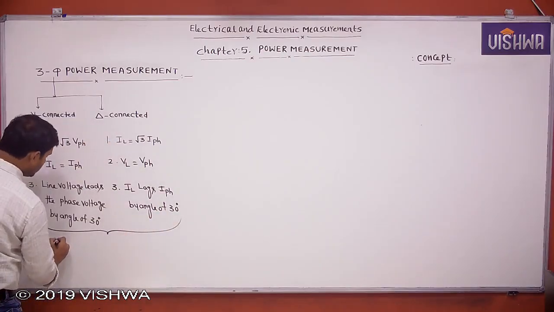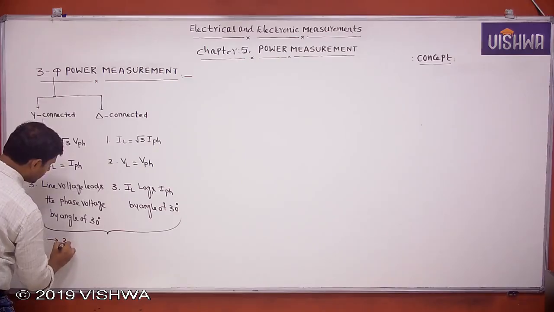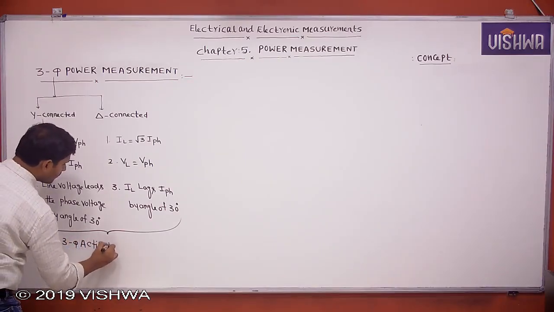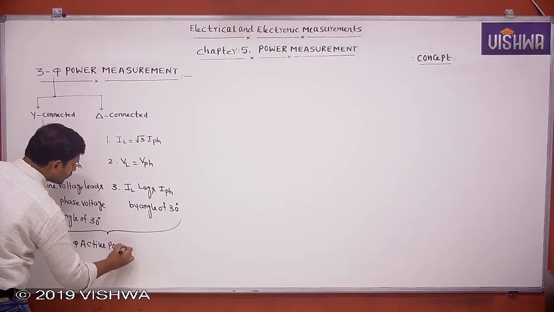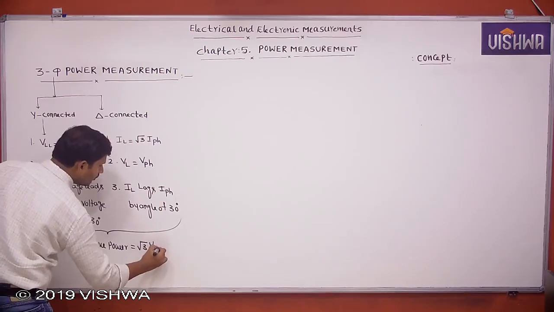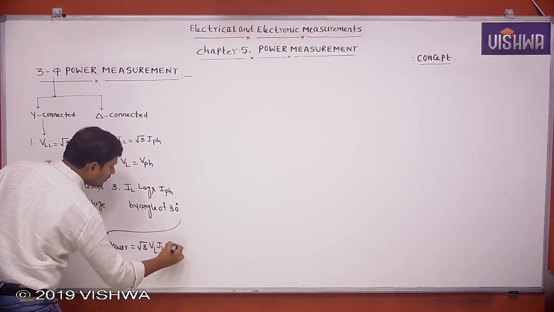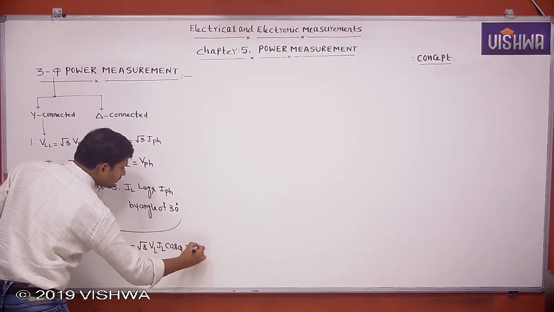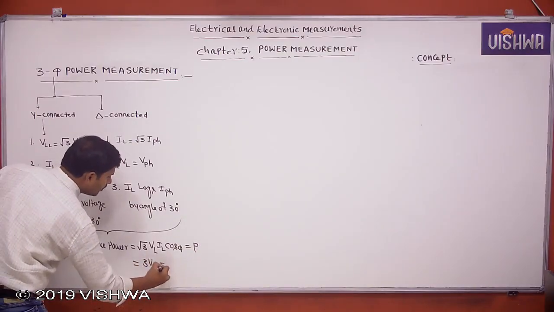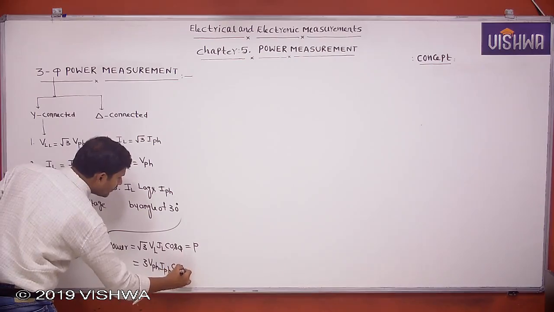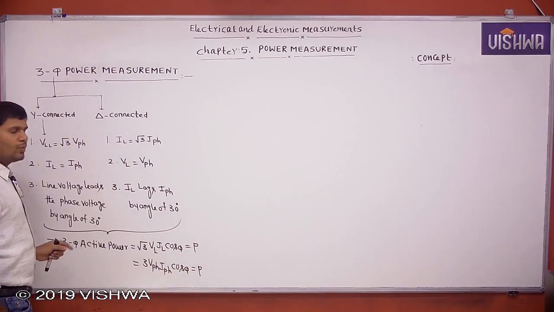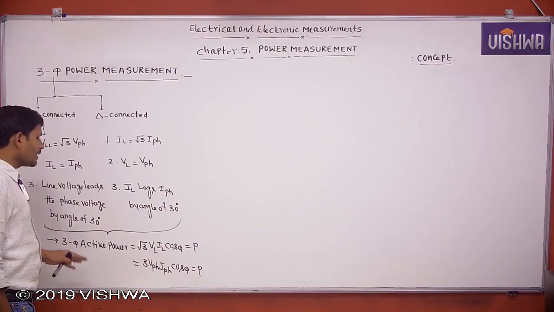In a three phase system, how to write three phase active power? It equals √3 VL IL cos phi. This is also written as 3 into V phase I phase cos phi. This is three phase active power. It may be star connected or delta connected, the formula is the same.